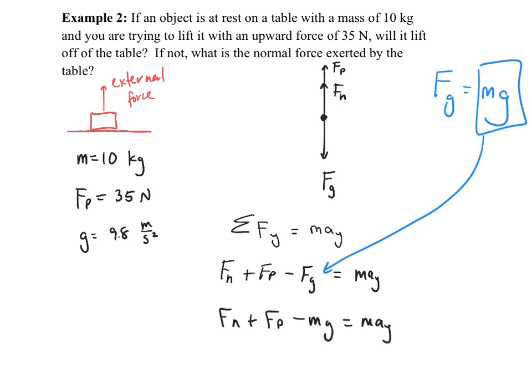Make it easier. Call it 5 pounds. If I lift with 4 and it doesn't lift off, what's left for the table? Only 1 pound is left behind. So really, if I don't lift it off the table, we'll still have normal force. So we'll have to calculate Fn and read the problem. It says, will it lift off the table? If not, if it doesn't lift off the table, what is the normal force?